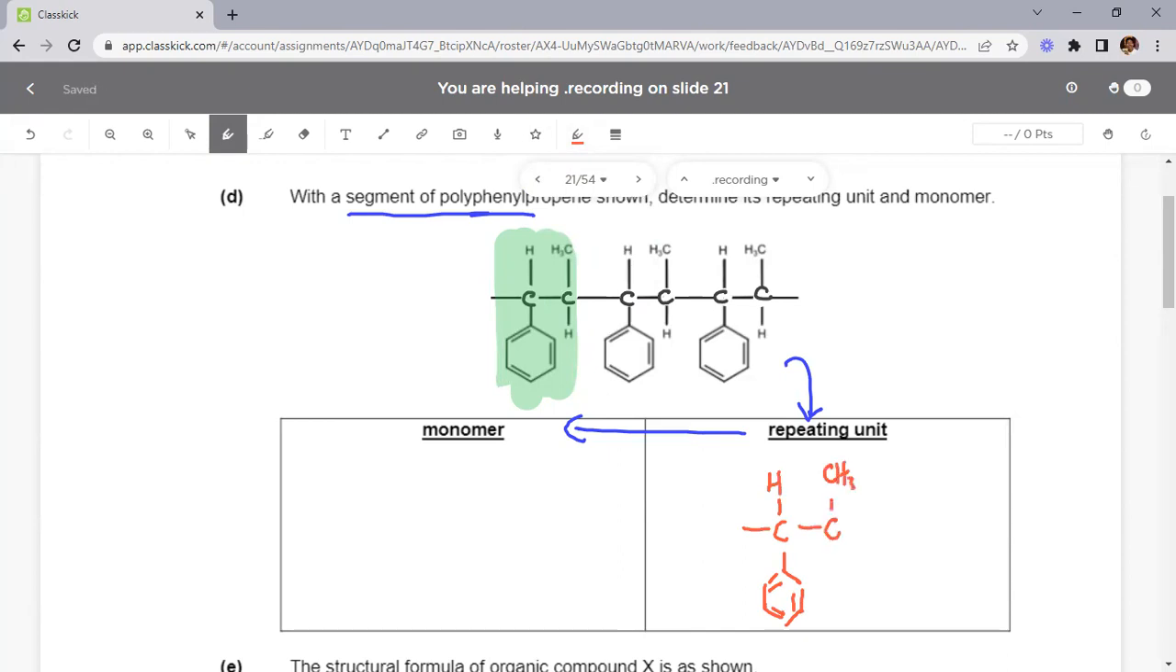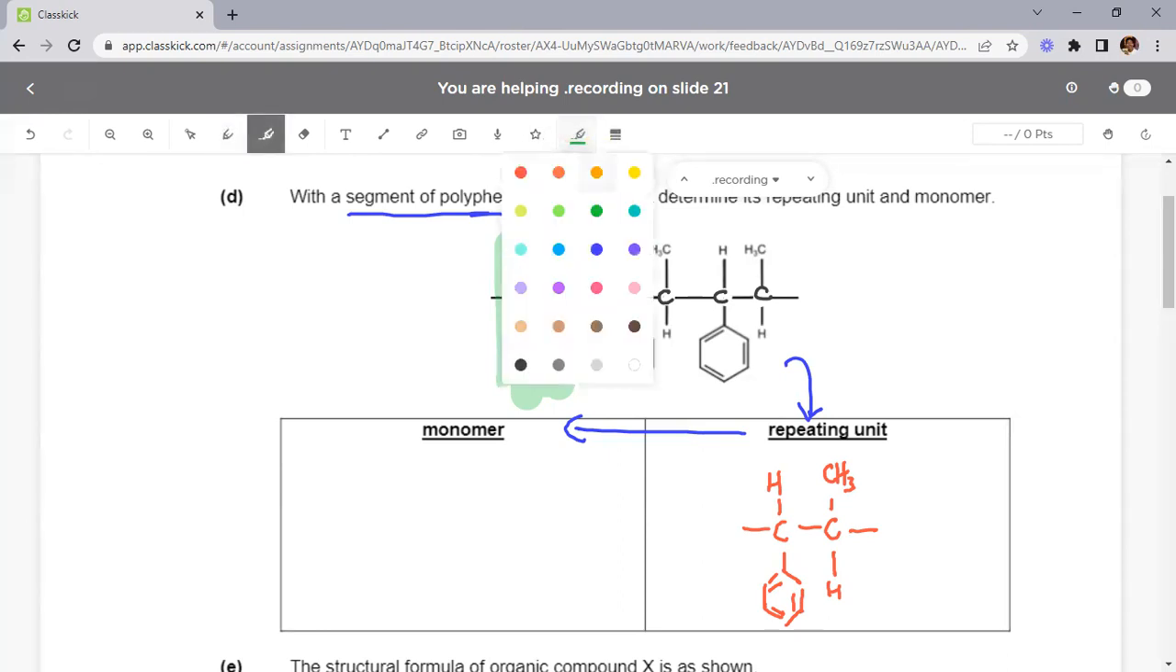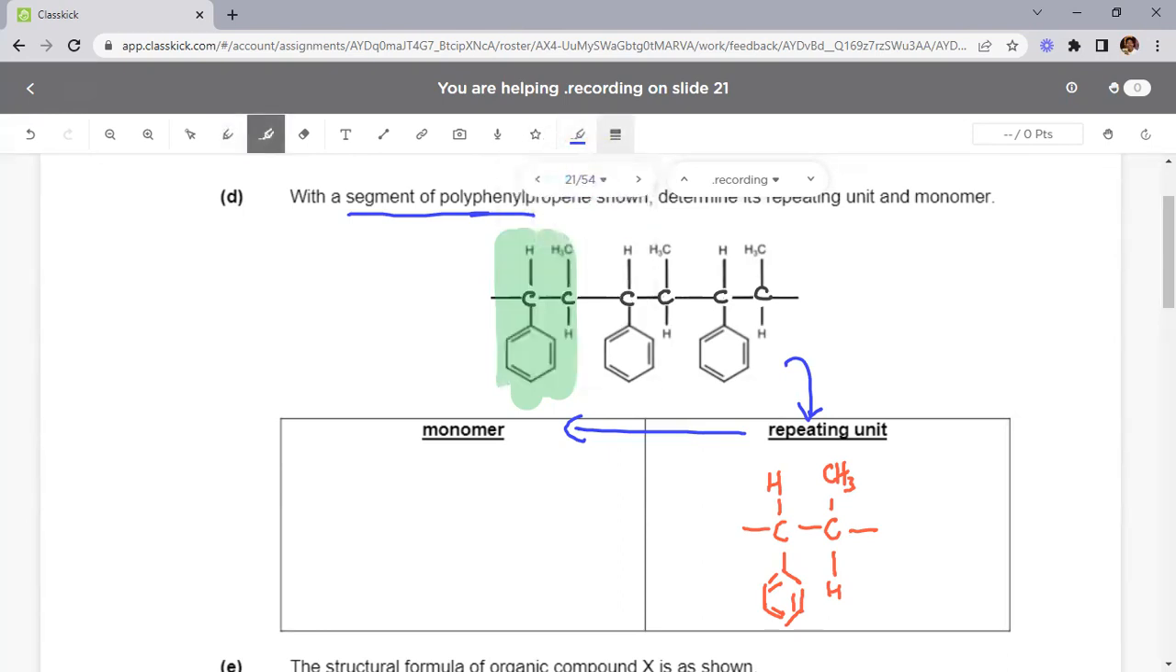CH3 on top, H at the bottom. So this is the repeating unit. Now, however, some of you may have done it the other way around. You may say, actually the repeating unit, instead of like this, I use this as a repeating unit. Is it okay? What's the difference between the two? You realize that in one, the hexagon is on the left carbon. In the other one, the hexagon is on the right carbon.